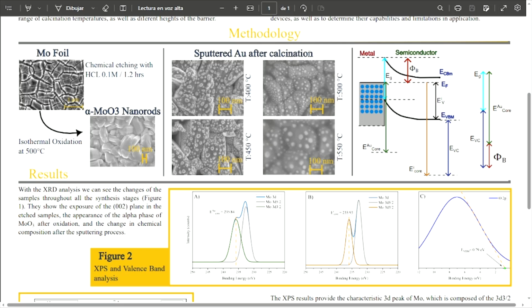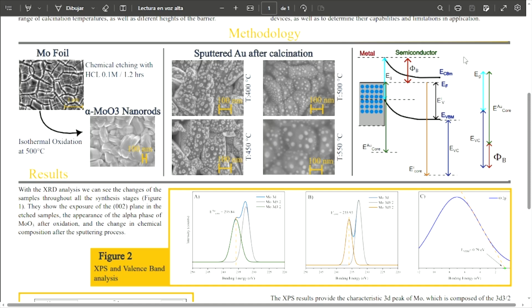After deposition, samples were calcined to promote nanoparticle nucleation and consolidation. This process was made in a temperature range from 400 to 500 degrees Celsius. As the calcination temperature increases, the nanoparticle size gets smaller, but the particles are rounder. Distribution also changes with the temperature, as we can see in these pictures.